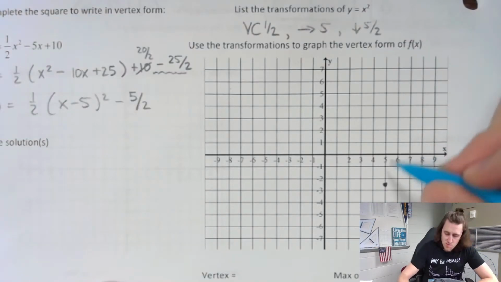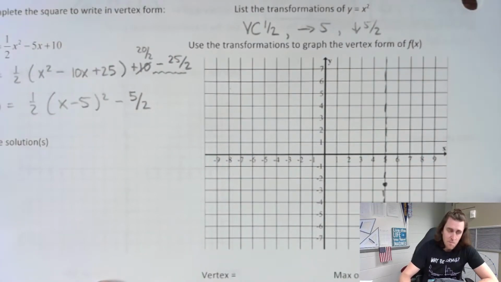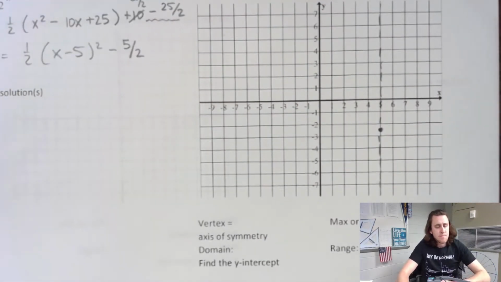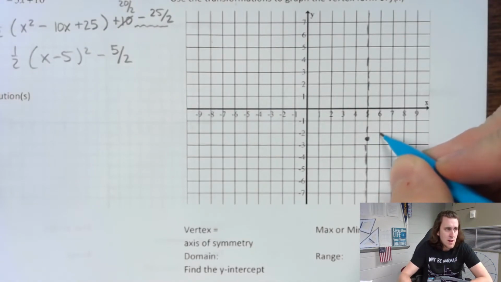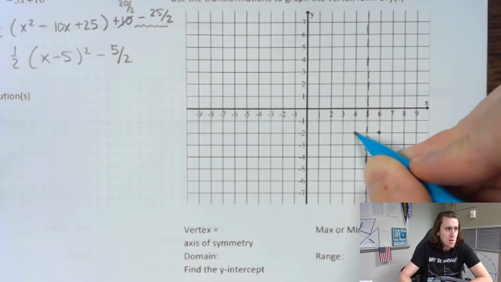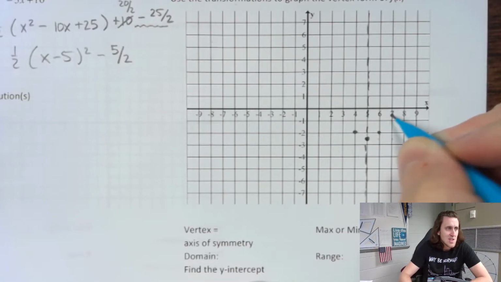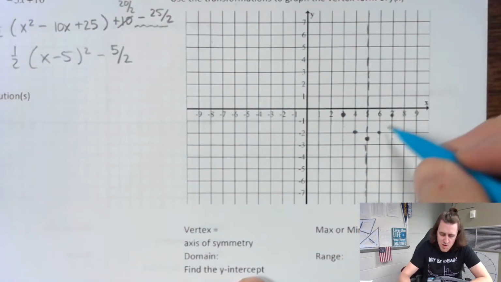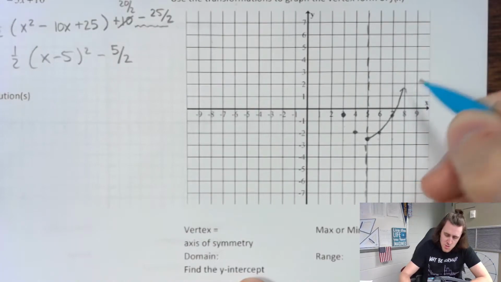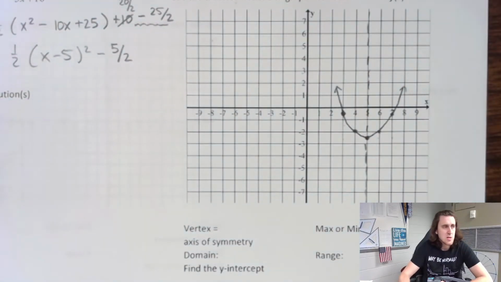That's our vertex. We can draw in the axis of symmetry, like so. And then our vertical compression of 1/2 tells us that we're going over 1 up 1/2, or over 2 up 2. Think about that for a second. Over 2 up 2. That should be good enough. Sketching our graph, like so.